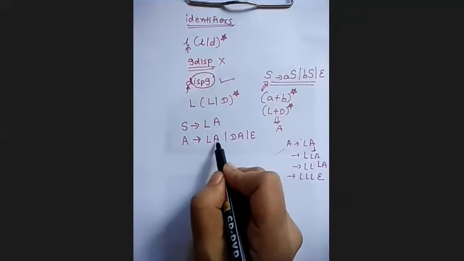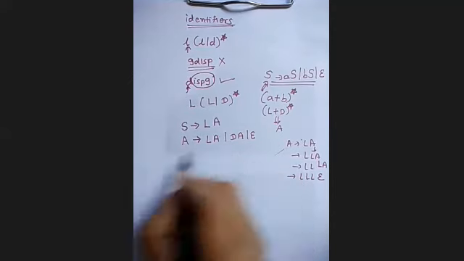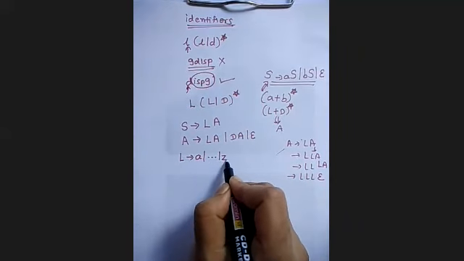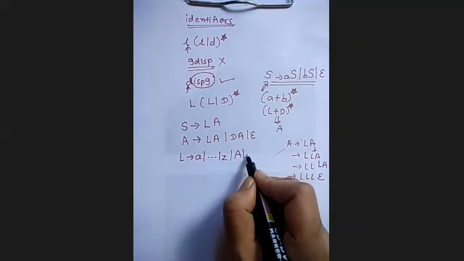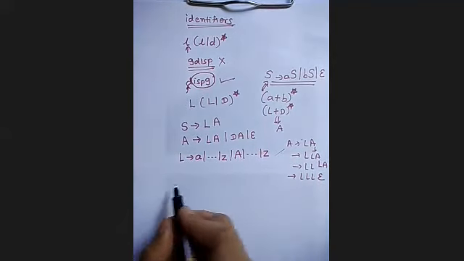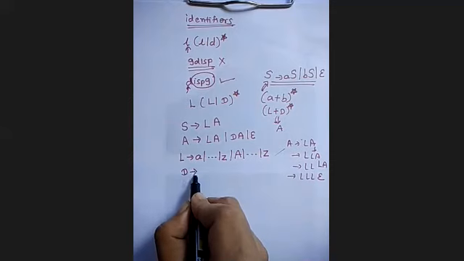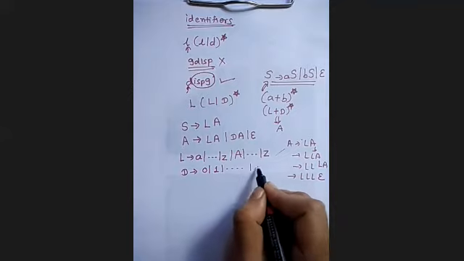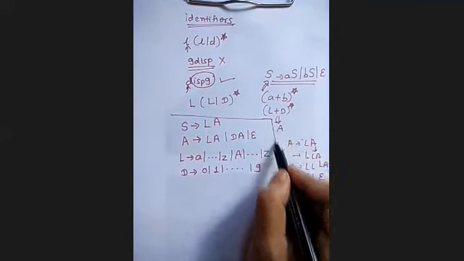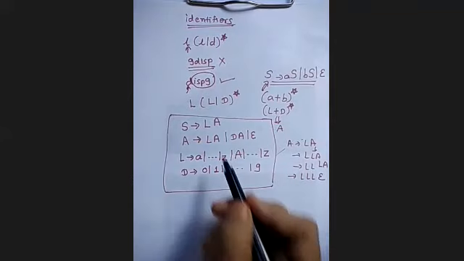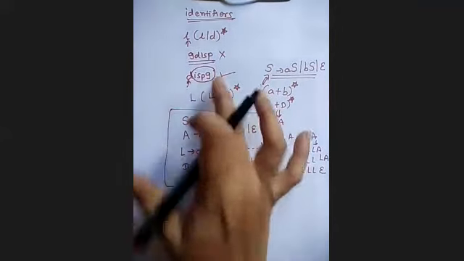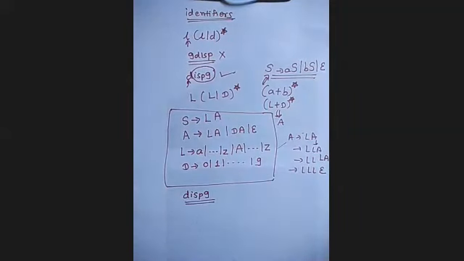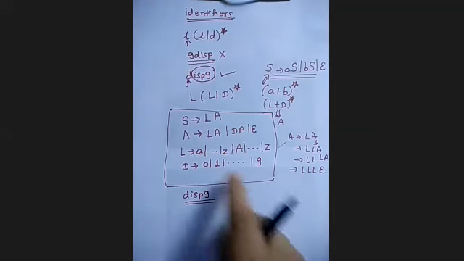Now this A, this L and D, these are also non-terminals. For the L, L can be a small case letter from small a to z, or a capital A to capital Z. And in a similar way, you can write the rule for the digit. Digit can be 0 or 1 or 2 up to 9. Okay, so this is my grammar for deriving the identifier. Let us now derive this DISP9. This is valid, so it should be derivable using our grammar.